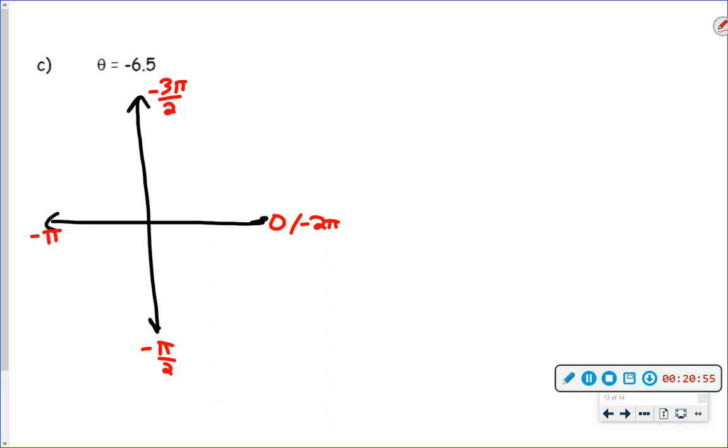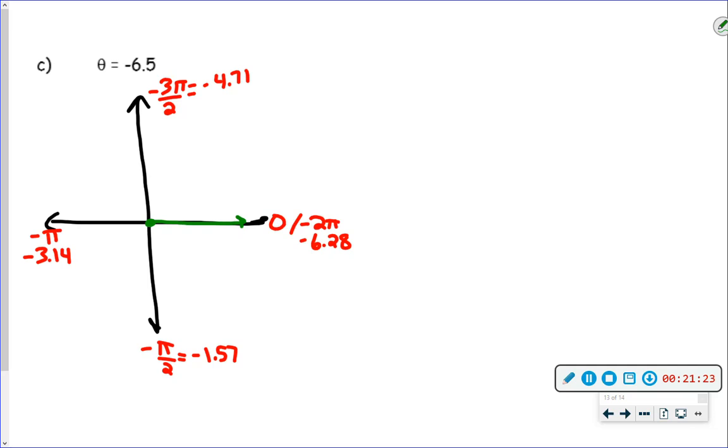I'm going to start on the left. Negative pi, of course, negative 3.14. Got it. Pi over 2, negative 1.57. Negative 2 times pi, 2 times 3.14, 6.28. And then negative 3 pi over 2 is about negative 4.71. I did use my calculator for that one. Don't tell anybody.